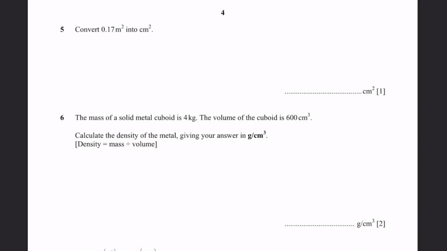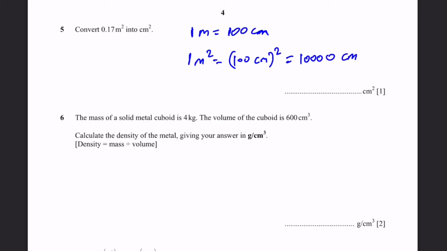Let's go to question 5. Convert 0.17 meters squared into centimeters squared. Well, we know that 1 meter is equal to 100 centimeters. That means 1 meter squared is going to be 100 centimeters the whole squared. Why are we writing whole squared and not writing just 100 centimeters squared? I'll tell you in a moment, but first this is just going to be 10,000 centimeters squared. We have to square this and this.